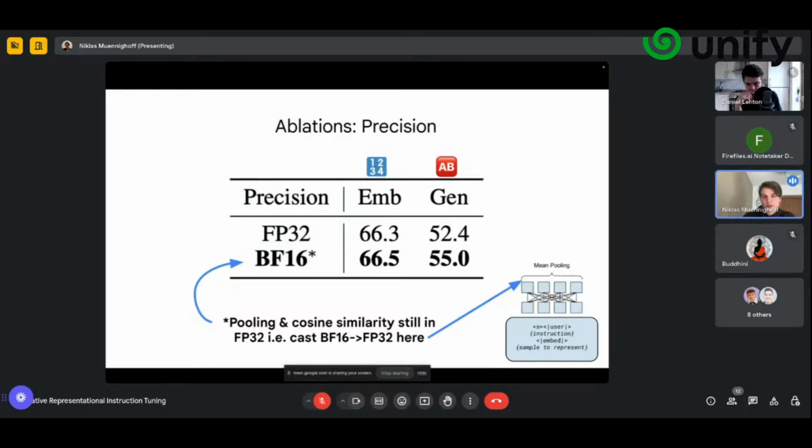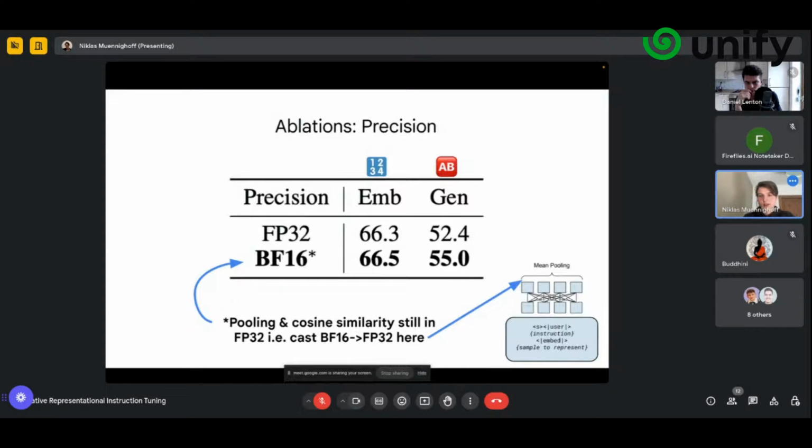And we find that it doesn't hurt performance. In fact, it even slightly improves performance using BF16 here. On embedding, it stays roughly the same. On generative, it slightly improves, or FP32 is slightly worse. For the embedding part, there are still some things that are in FP32. Essentially, after we get the representation from the model, we cast it back to full precision, to float 32, and then the mean pooling is done in float 32, and the similarity computation with cosine similarity is also in float 32.